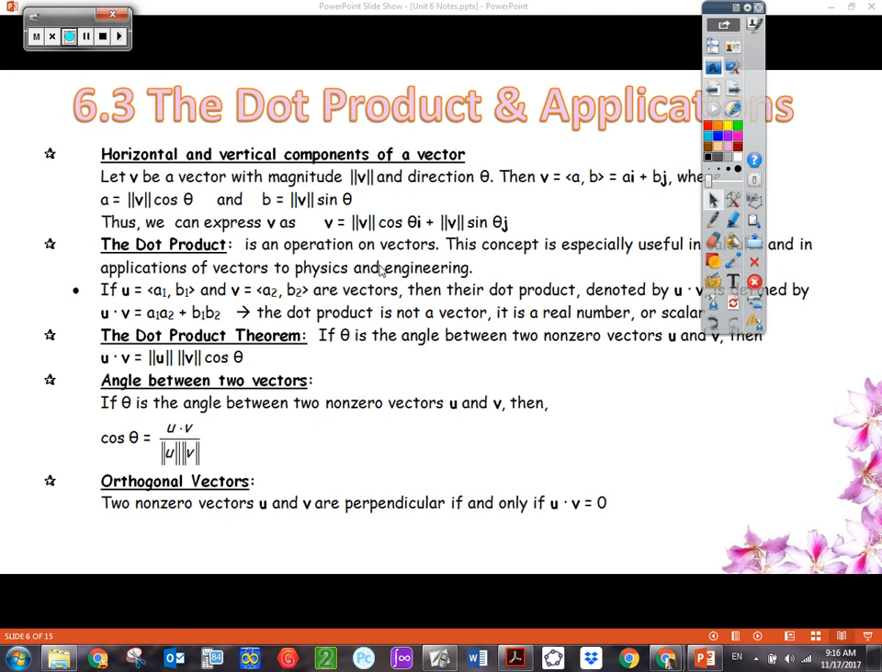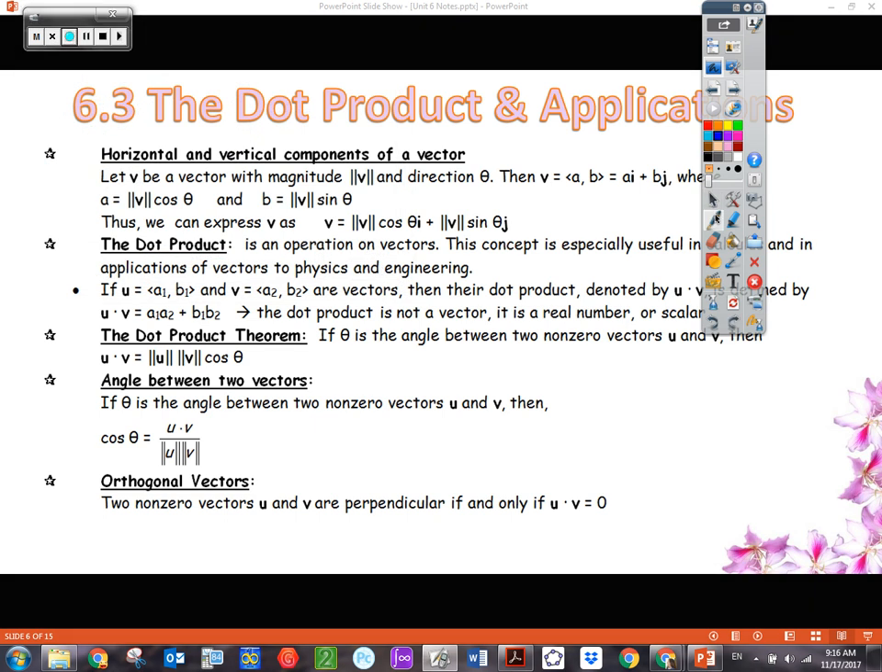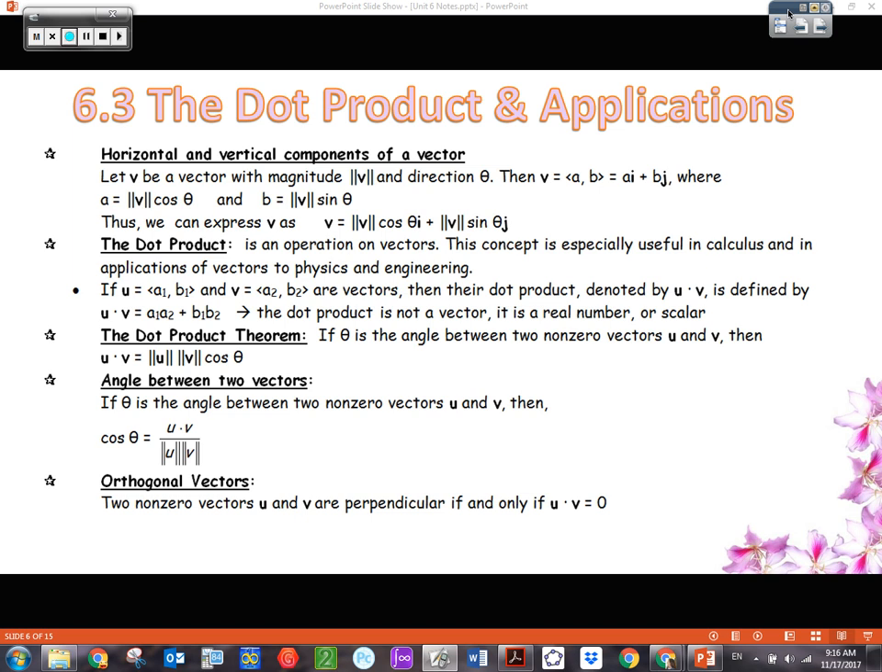Okay guys, let's take a look at today's lesson. Today's lesson is a continuation of working with vectors. So we're going to be looking at the dot product and some applications with vectors today. So more vectors, yay!